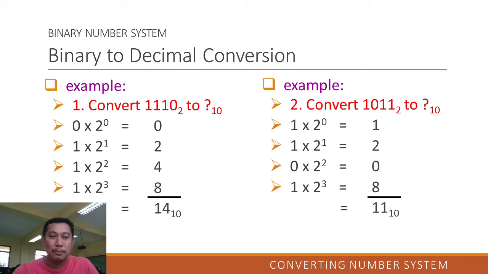So that is why we arrived at this one here. 0 times 2 to the powers of 0 is equals to 0. And 1 times 2 to the powers of 1 is equals to 2. 1 times 2 to the powers of 2 is equals to 4. And 1 times 2 to the powers of 3, that is equals to 8. And the next thing that we are going to do is what? We're going to add all the results. 0 plus 2 plus 4 plus 8, that becomes 14. So that is why 1110 is equivalent to 14 in decimal.